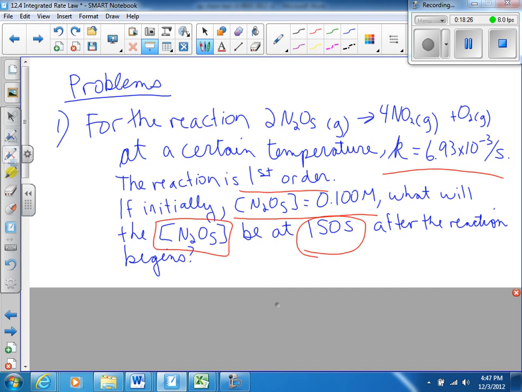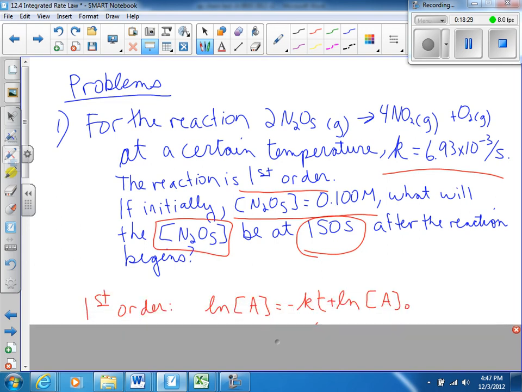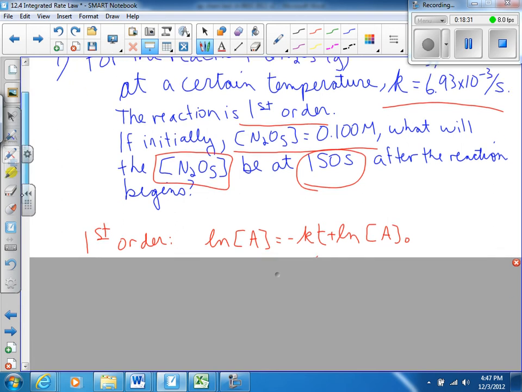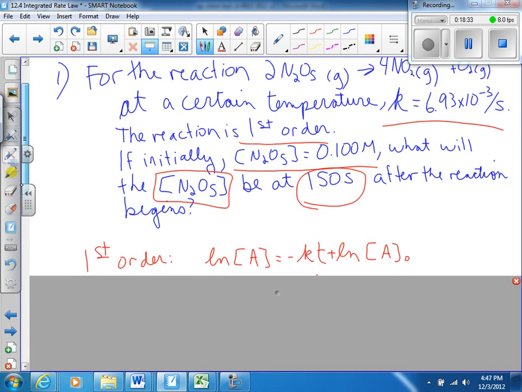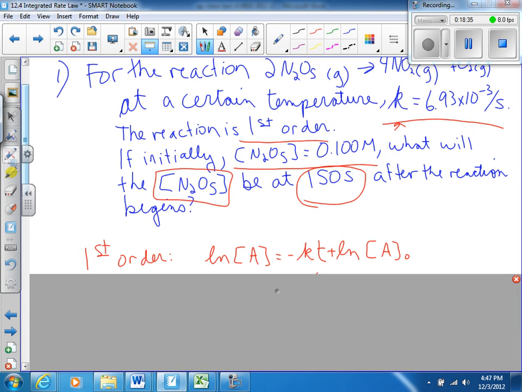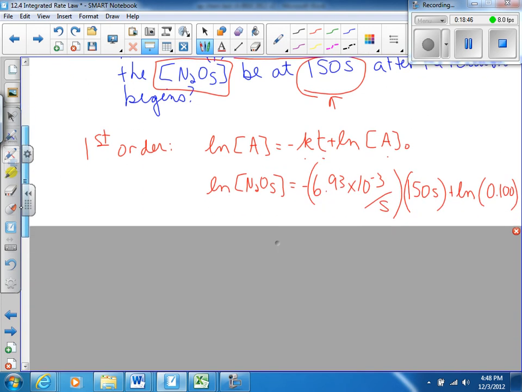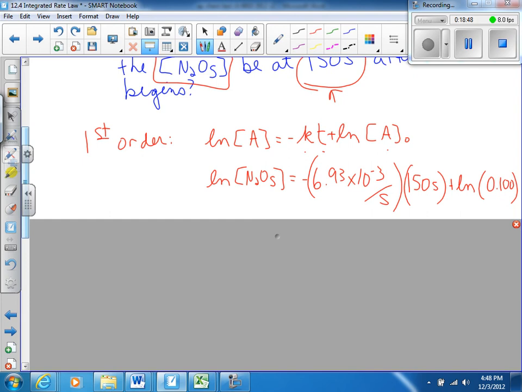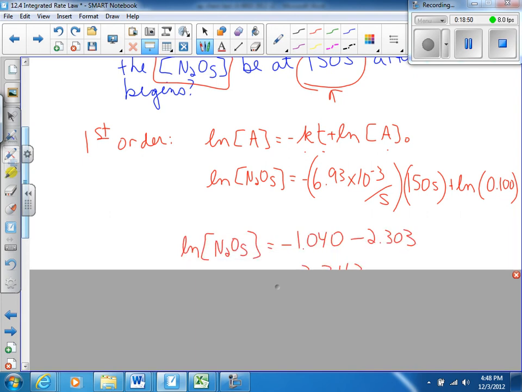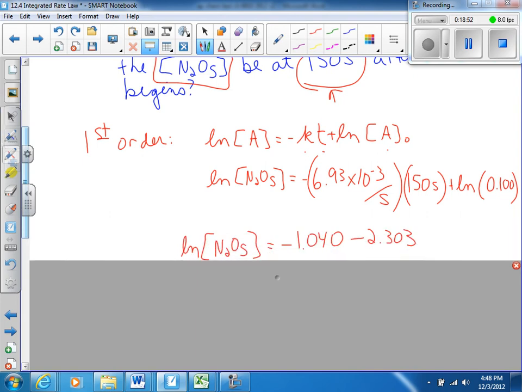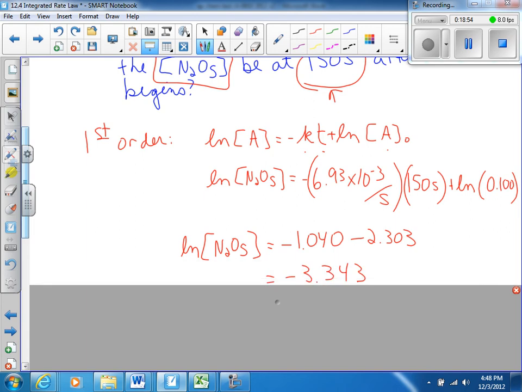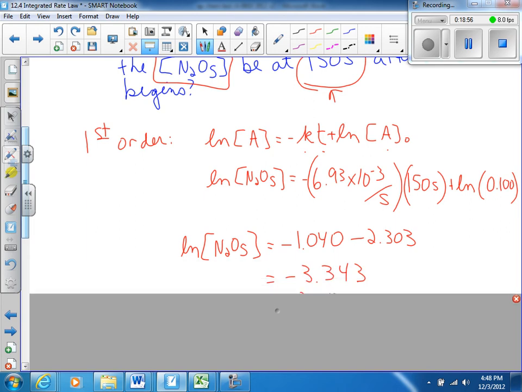This is telling me I need to use my first order integrated rate law. There we go. And I'm going to plug in the data that I know. I know my k, I know my time, so I can plug in k, I can plug in time. And I know my initial concentration. Plug it all in. Now I'm going to go through this pretty quickly, so you might want to pause at different points. I'm going to calculate everything on the right side, solve the right side.